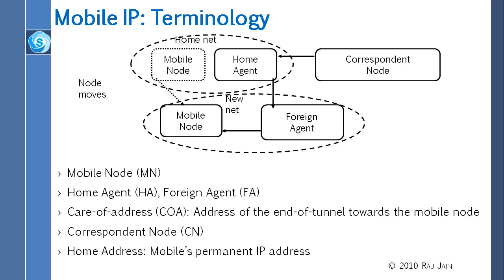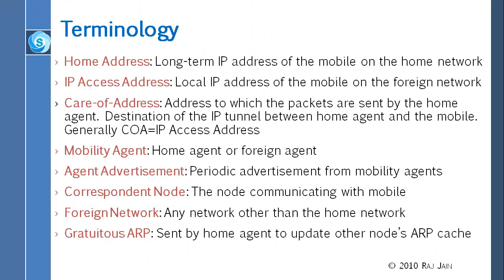Care of address could be foreign agent or could be mobile node. That could be anything else as well, but that's the end of it. Then we have correspondent node, and then we have the home address, which is the mobile's permanent IP address. So I think this is a repeat. That's the home address. We know IP address, local IP address of the mobile on the foreign network.